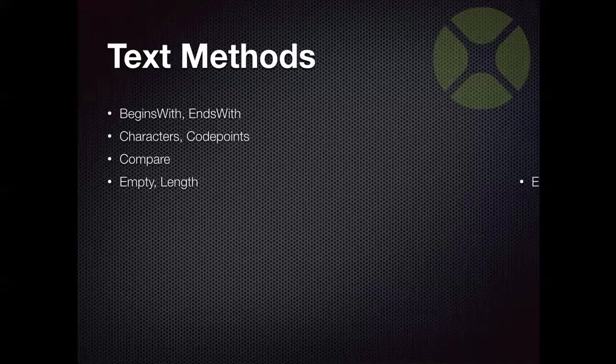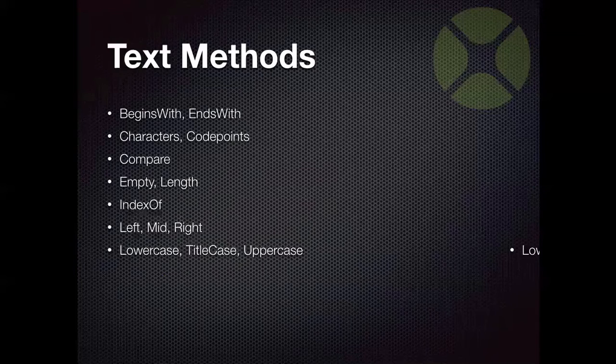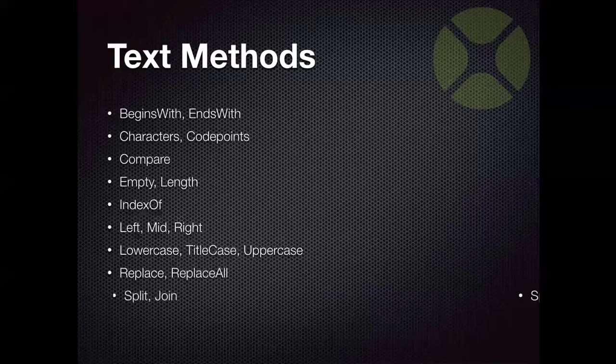There's a method to quickly check if text is empty. There's a Length method, of course. The IndexOf allows you to search the text for other subtext. The typical Left, Mid, and Right methods to pull out chunks of the text. The case methods, Lowercase, Titlecase, and Uppercase. And of course, Replace and ReplaceAll allow you to swap out what's in the text. Split and Join allow you to split text on a delimiter and get back an array. And Join allows you to take an array and combine it into a single piece of text.